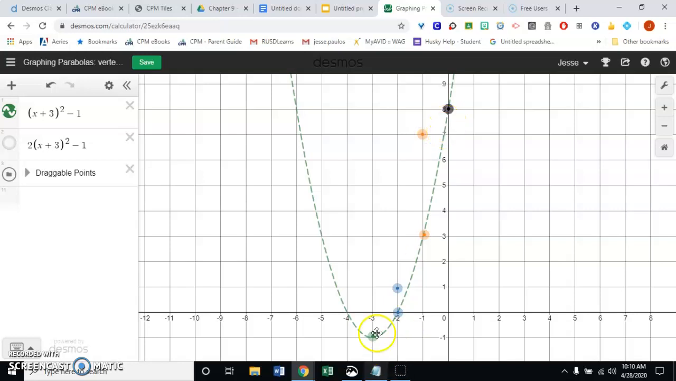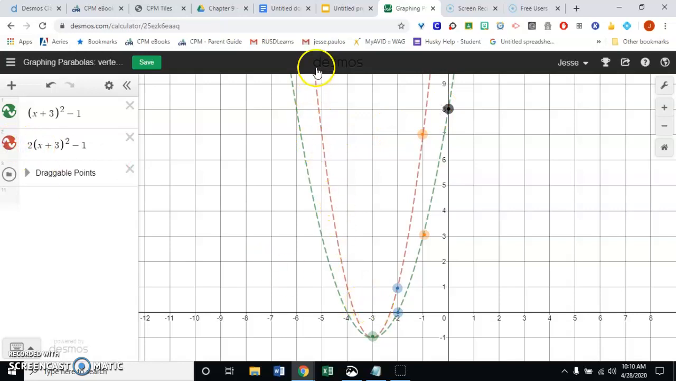Okay, and then from my vertex, if I go over 3, I'd go up 9. 1, 2, 3, 4, 5, 6, 7, 8, 9. Okay, but for this, we're going to double that value. Okay, well, I can't double that value. It doesn't fit on my screen.